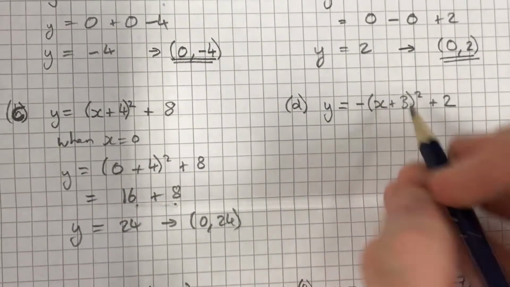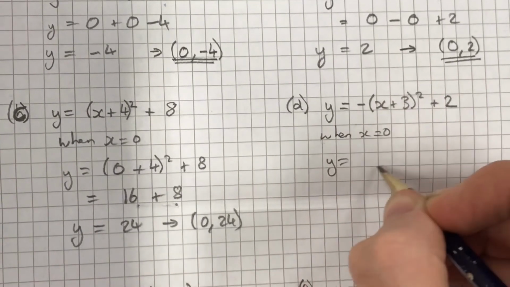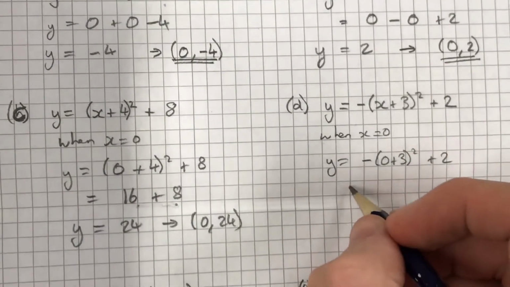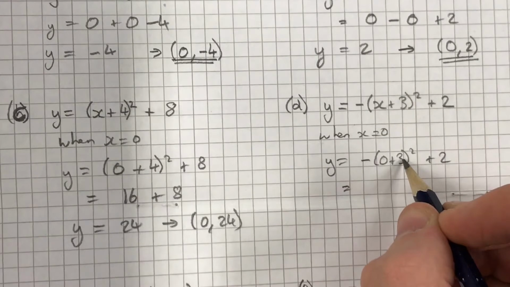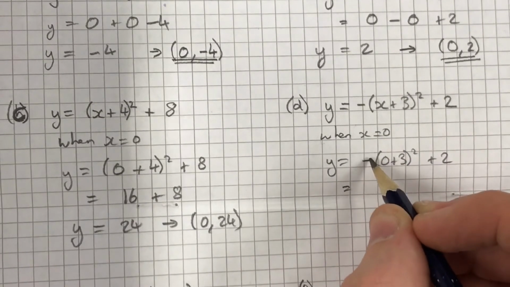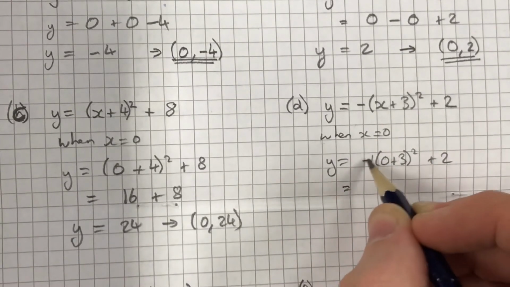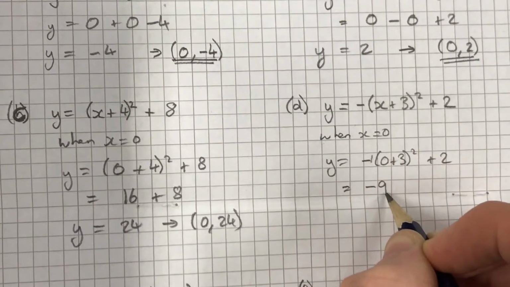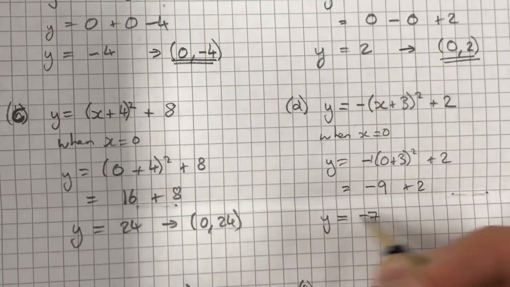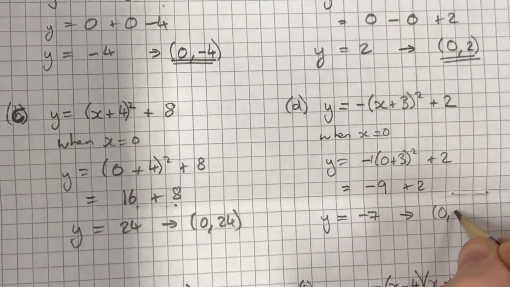And similarly, it doesn't matter if it's a minus in there, the same idea happens again. When x equals 0, y equals negative (0 plus 3) all squared plus 2. 0 plus 3 is 3. Remember, you square it before you deal with the minus aspect. This is like minus 1 times everything inside the brackets, okay? So 3 squared is 9, times negative 1 is minus 9. Add the 2, minus 9 plus 2 is negative 7. So the y-intercept is going to be (0, -7).